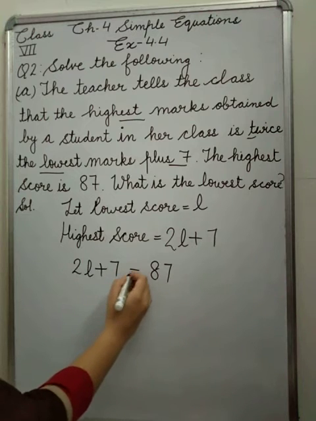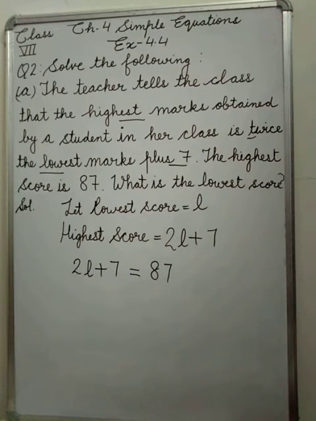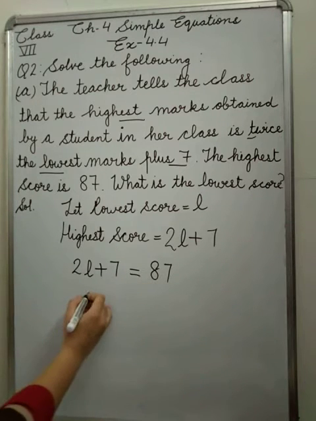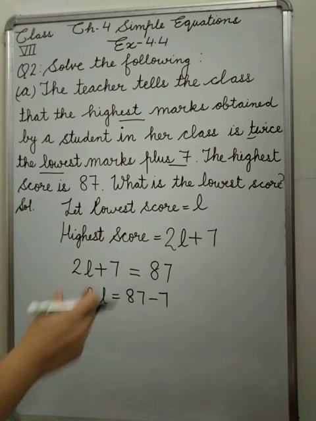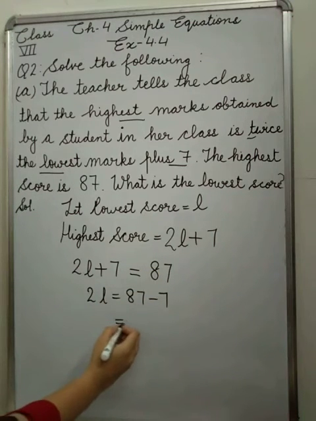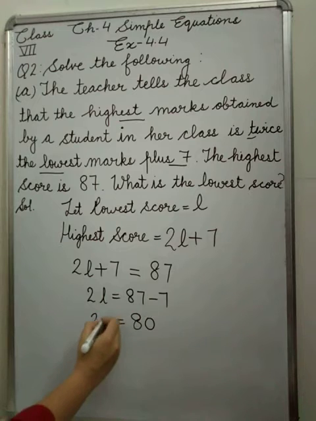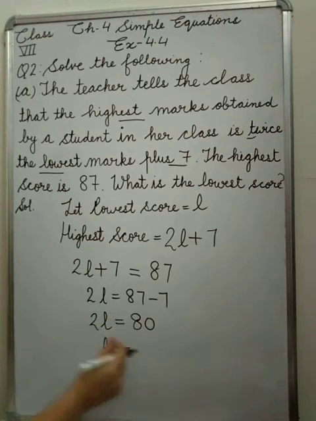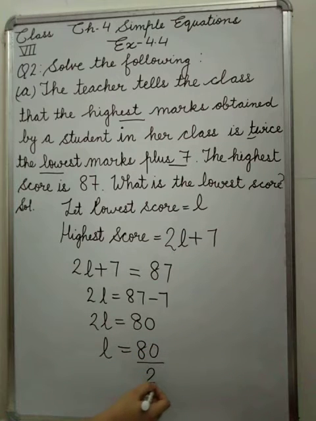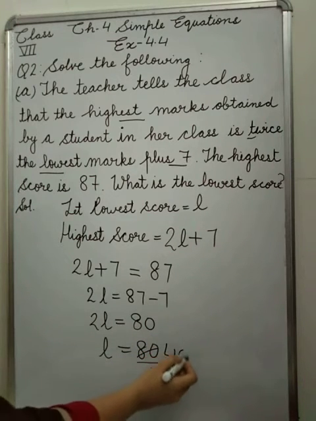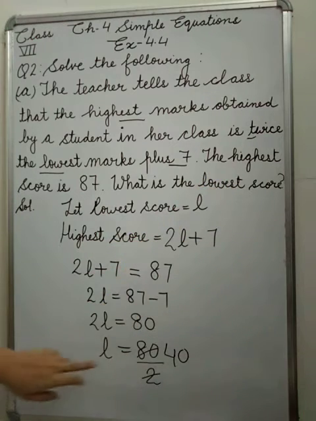Now we have the equation. Now you find the value of L. How do you find this? Here plus 7 moves to the other side, so 2L equals 87 minus 7. 87 minus 7 is 80, so 2L equals 80. Now here 2 is in multiplication, moving to the other side it becomes division, so L is 40. The lowest score is 40. In the last you will write the lowest score is 40. Move to the next.